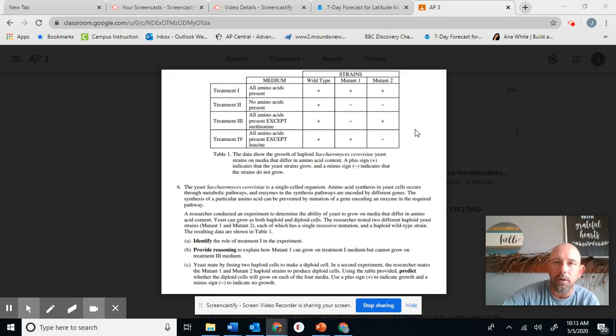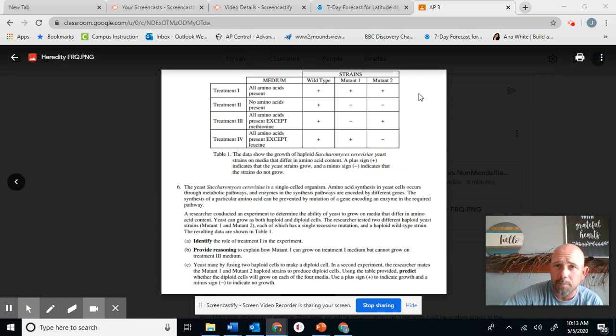I also feel like this could be a plus, a minus, a plus, and a plus. The reason you start looking at this is because if you see mutant one and mutant two, both of them cannot grow in treatment two. So if both of them cannot grow in treatment two, how is it possible for that new individual to grow in treatment two? Because again, it's getting both mutant one and mutant two.